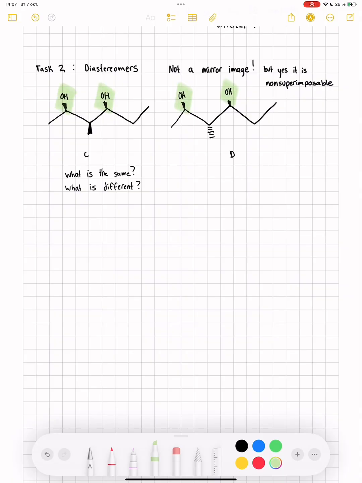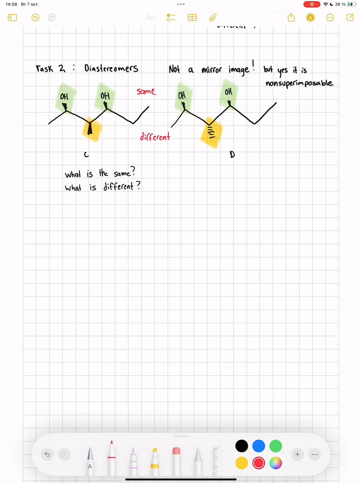All these hydroxides, when you compare, they're the same, right? These upper two hydroxides are pointing out at you. But if we move on to these bottom two, they are different. One is pointing out at you, and the other is pointing away from you. There is a difference in the 3D.